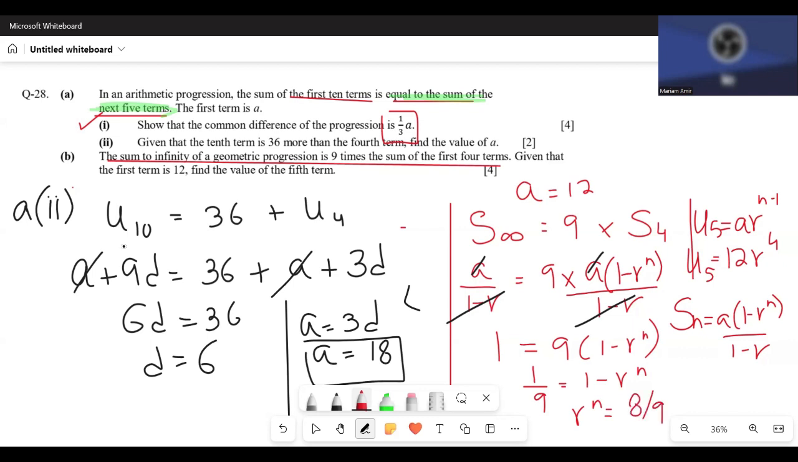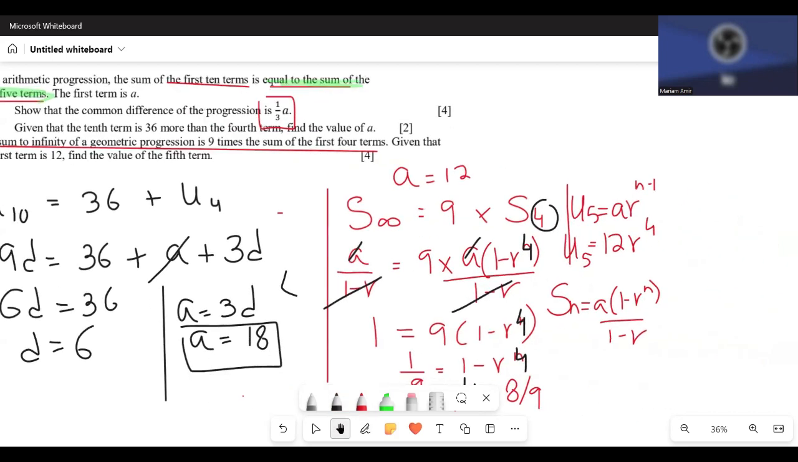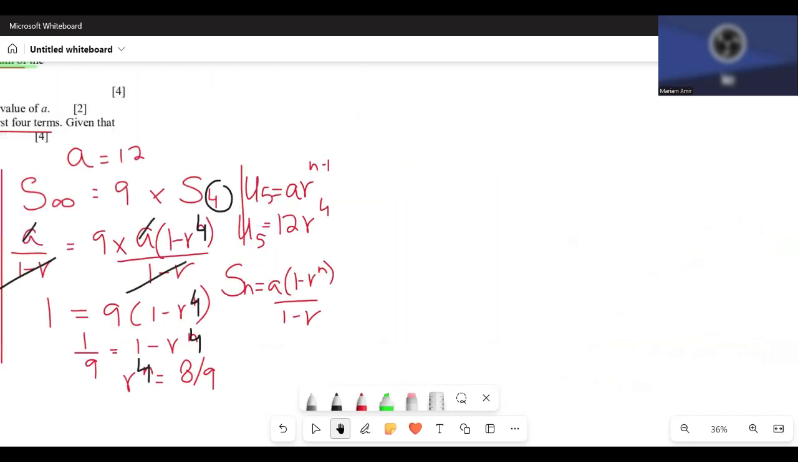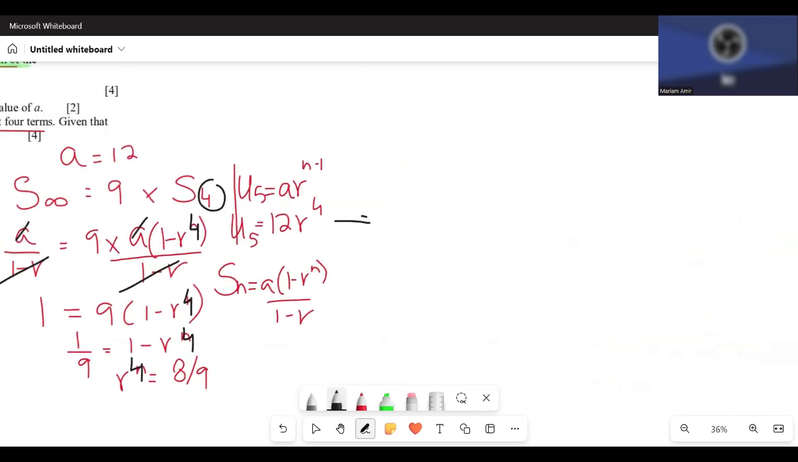And sorry, this was 4, so I should have used 4 in place of n. So r power 4 comes out to be 8 upon 9. And we need r power 4 here for finding u5, the fifth term. So the fifth term again is 12 times r power 4. We already know r power 4 is 8 upon 9.